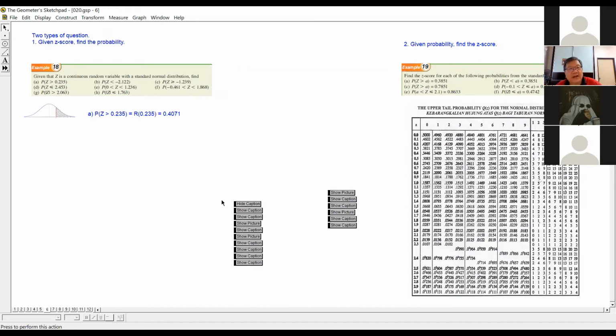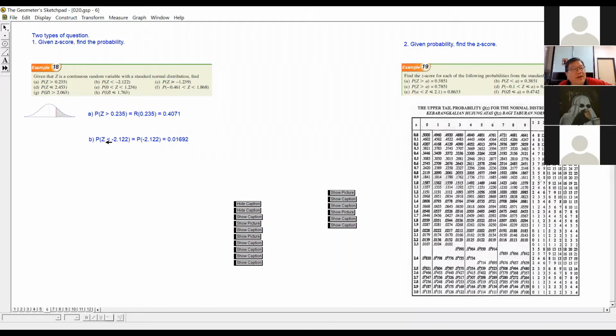If you are using the table here, you cannot find the value, because this table only gives you the right hand side. It cannot give you the left hand side. Do you know what I mean or not? If you read the table, it says the upper tail probability for normal distribution. So it only gives you the upper tail. This one asks for the lower tail, so only your calculator can give you this. So how to use your calculator?